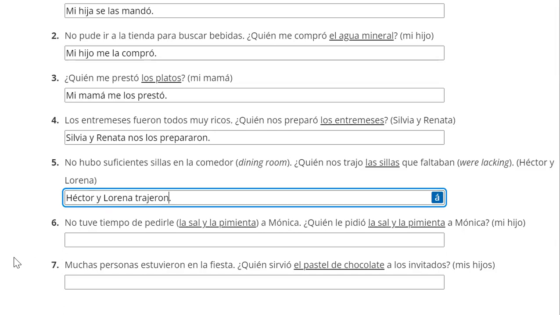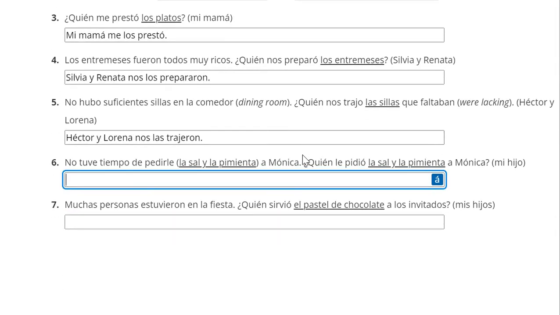What did they bring? They brought chairs, las sillas. So they brought those. We're going to replace that with, or which type of object is las sillas? Hopefully you recognize that that is the direct object. What did they bring? They brought them, las sillas. So las is the word we use to replace las sillas. And for whom did they bring them? For us. Nos las trajeron.